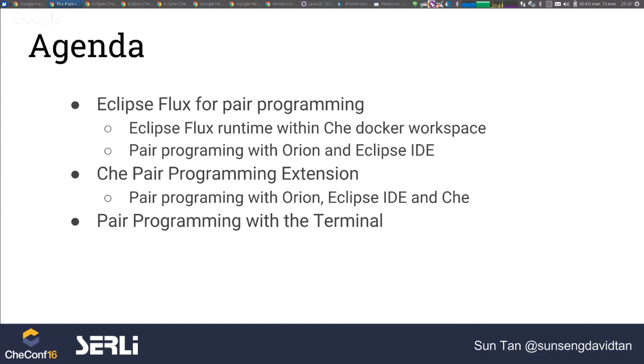I'm going to show you during this session the pair programming architecture that we're going to use, a project called Flux, Eclipse Flux, which is an Eclipse project, and I'm going to show you Eclipse Flux running on Eclipse Che. I'm going to show you Eclipse Orion and Eclipse IDE sharing the same pair programming session. Then I'm going to show you the pair programming extension in Che, and we will have the three editors sharing the same pair programming session. At last, I'm going to show you how we can share a terminal and pair program to use Git, for instance, in the terminal, and share a Git session.